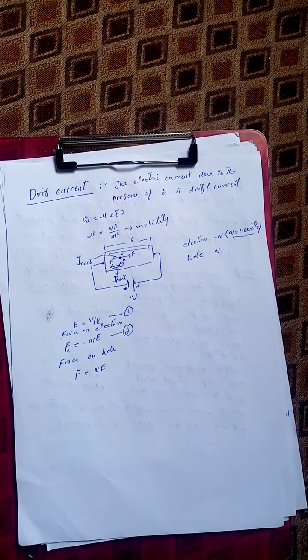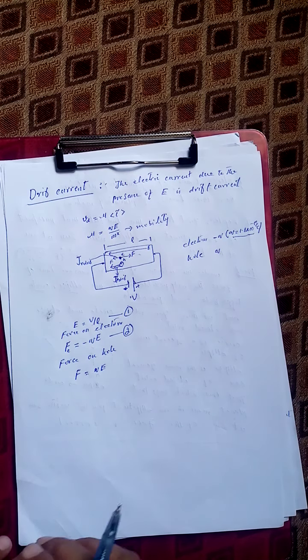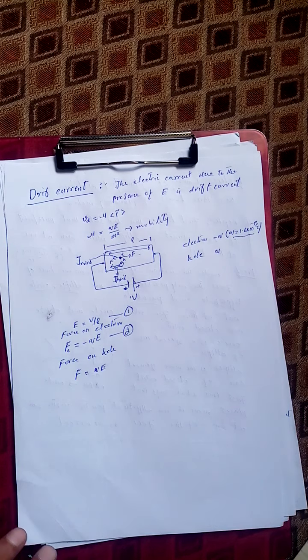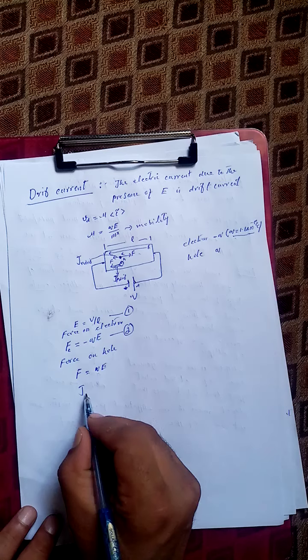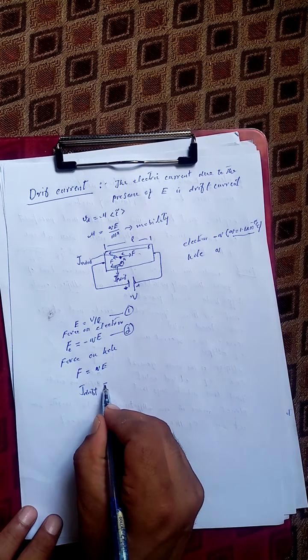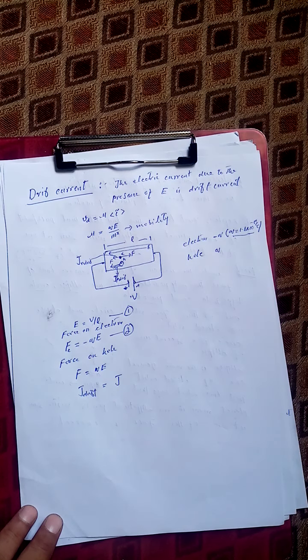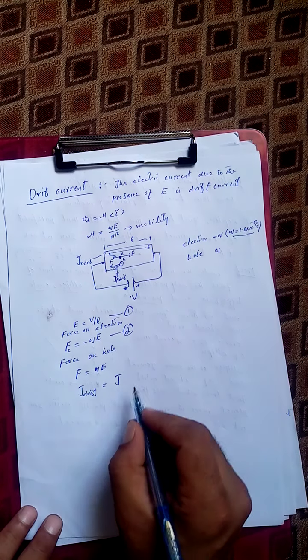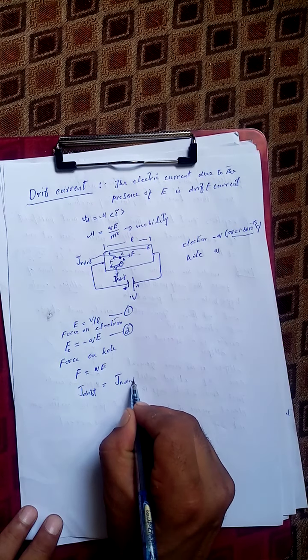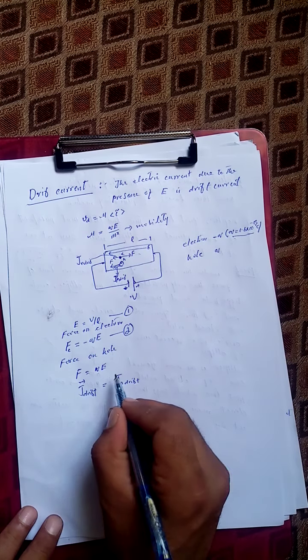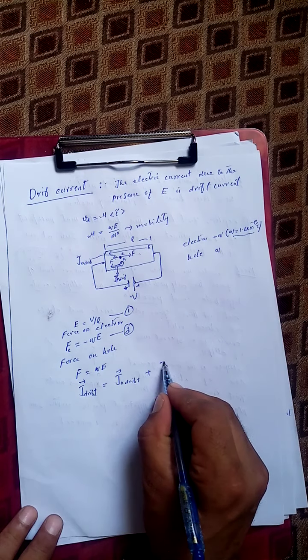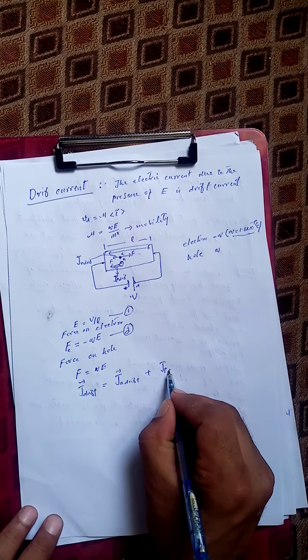Now the total drift current that is flowing through this semiconductor is denoted by JT or J drift, which is equal to the total drift current, which is equal to the drift current due to electrons, Jn drift. It is a vector quantity, so I will put vector here, and plus current due to flow of holes, Jp drift.